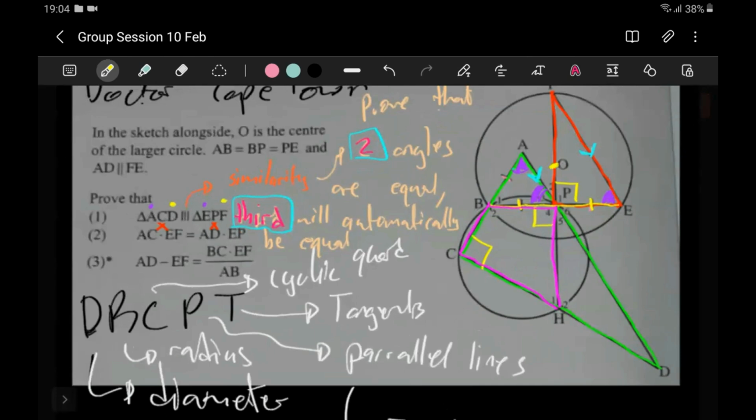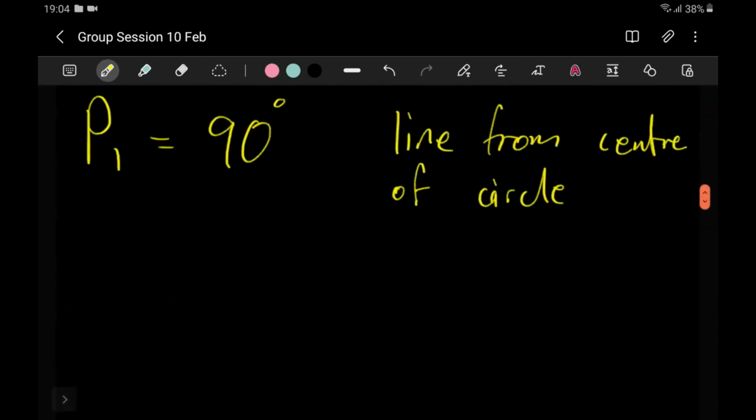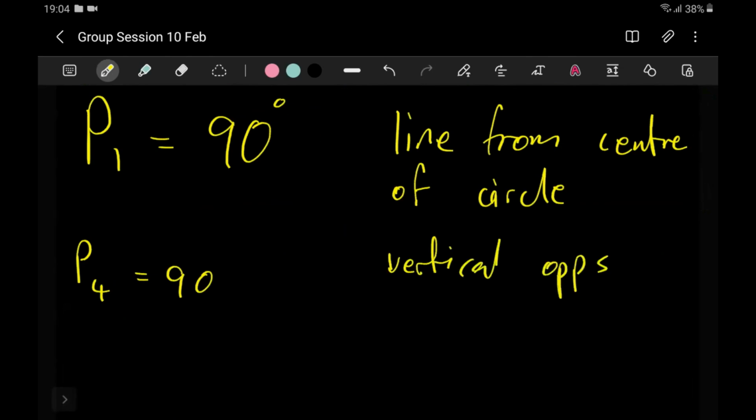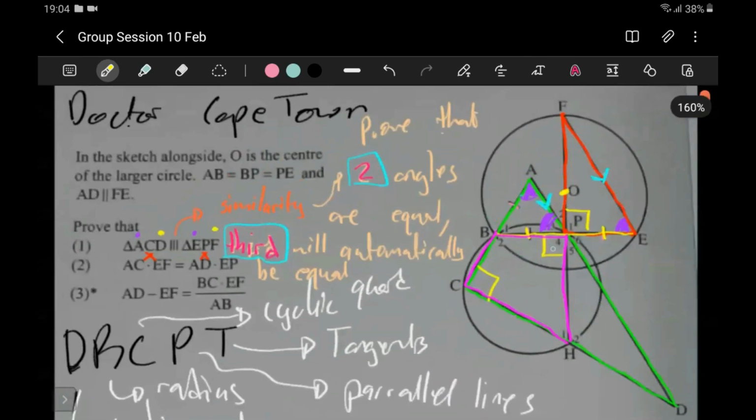P4 being equal to 90 is also relevant because we already stated what we're going to use it for. So P4 here is 90. The reason is vertical opposites. You see? So that's why this is 90 as well.